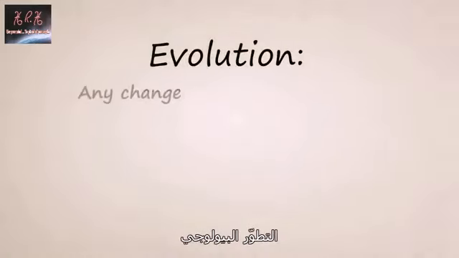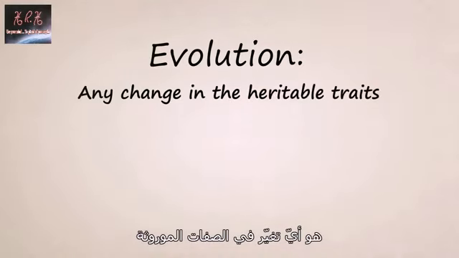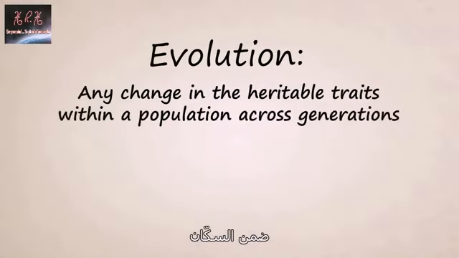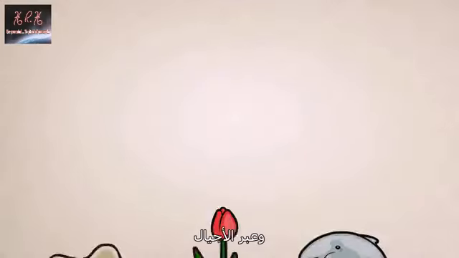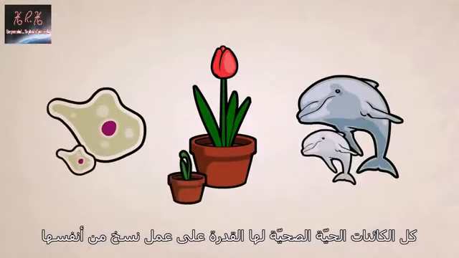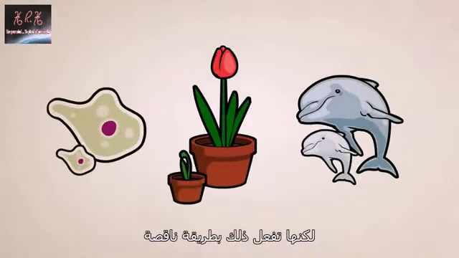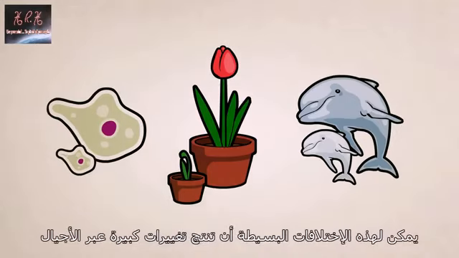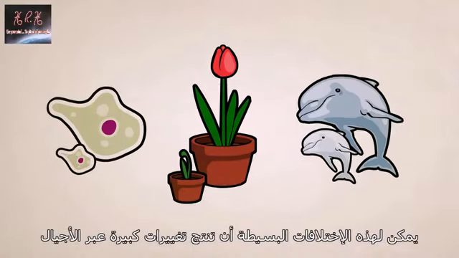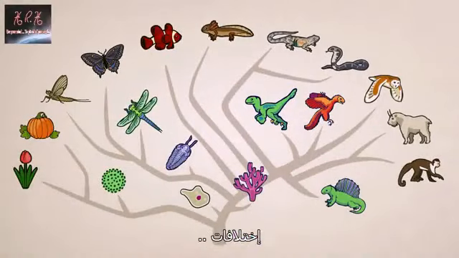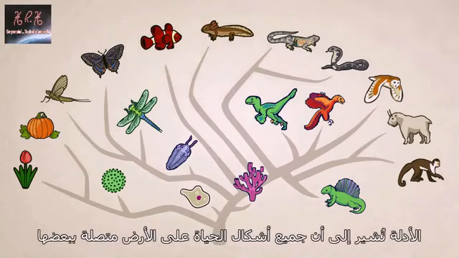Biological evolution is any change in the heritable traits within a population across generations. All healthy living things can make copies of themselves, but they do so imperfectly. Small variations can add up over generations to create dramatic differences in the body form and function of living creatures. Evidence overwhelmingly suggests that all life on Earth is related.